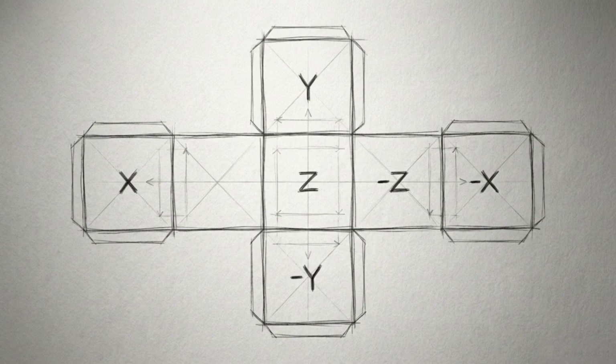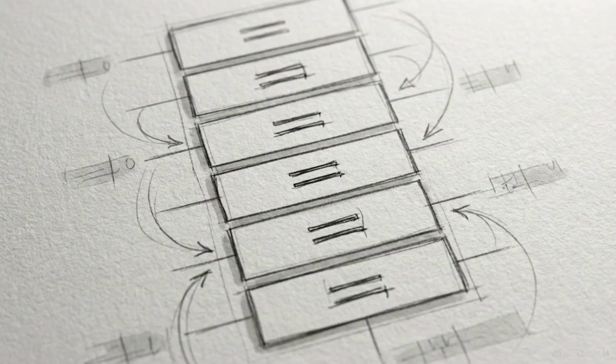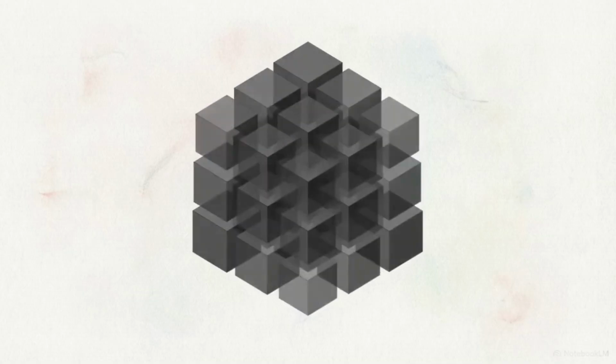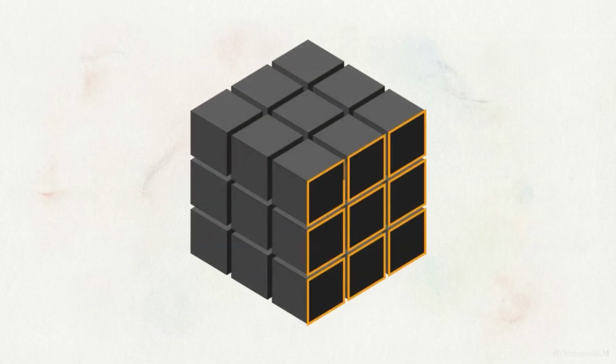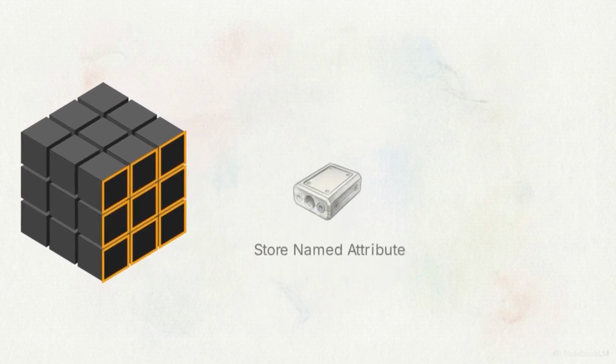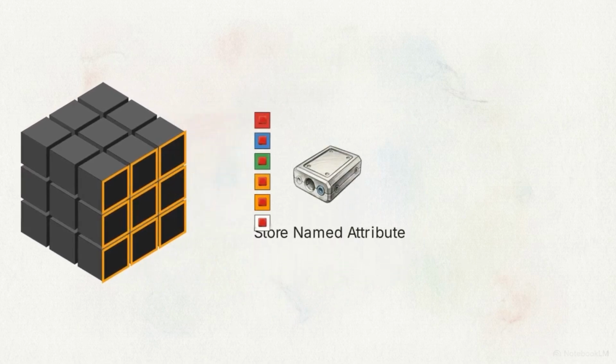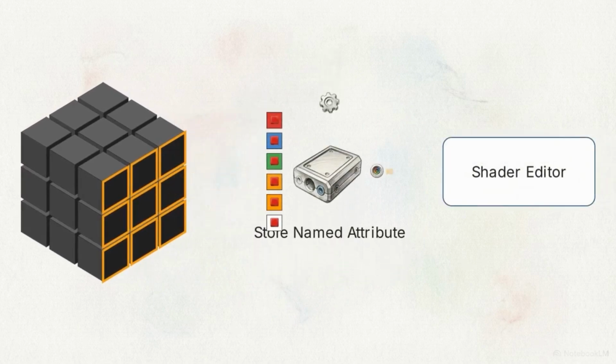We isolate these faces using 6 compare nodes. By checking if a face index equals a specific number, we can select one side of every cubelet across the entire puzzle. We then use a store named attribute node to save these 6 directional selections so that they can be recognized by the shader editor.